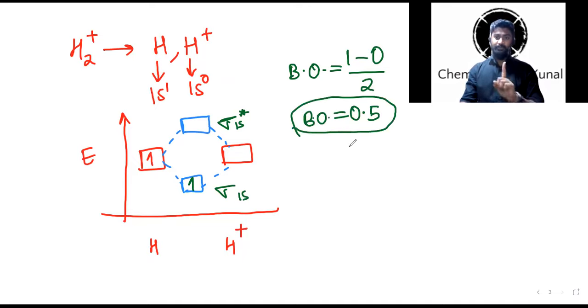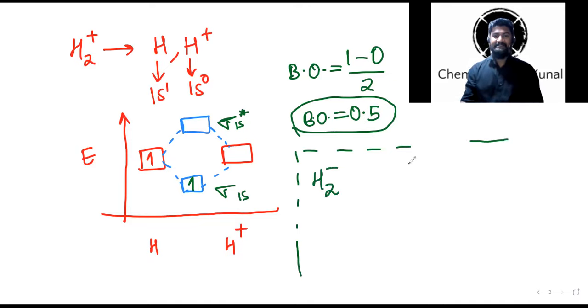But in the previous case, we got 1. So stability-wise, H2 is more stable than H2 plus. Okay, cool. Now let's do it for the other one, which is H2 minus. How to do that?